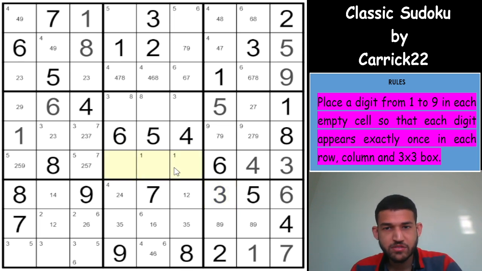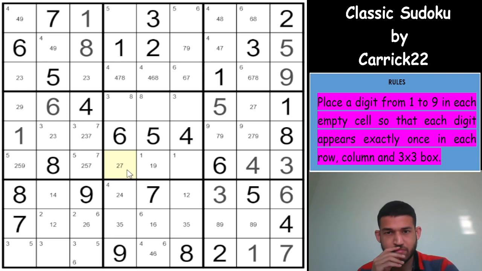Okay, let's look at this area. 4, 5, 6, 3 and 8 are right away eliminated. So 1, 2, 7 and 9. 2 and 7 can't be here. So this is 1 and 9. This is 2 and 7. So we got more by-value candidates.